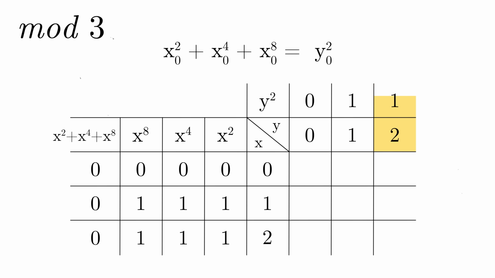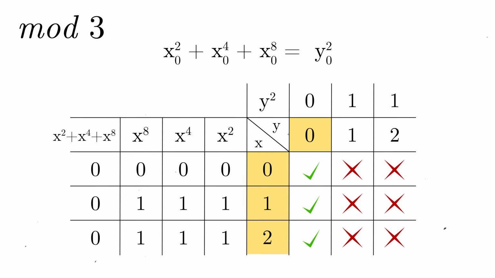Now, since for all values of x, the left-hand side of the equation is 0, the only value of y that satisfies the equation is y equals 0. But x can be 0, 1, or 2. So we have 3 potential solutions that satisfy our equation mod 3.